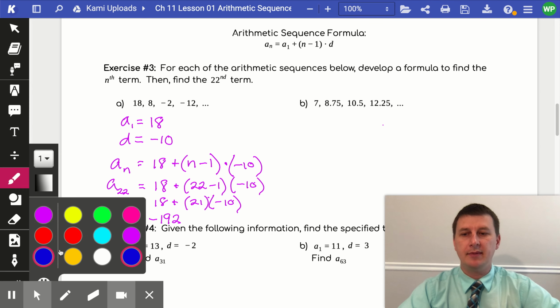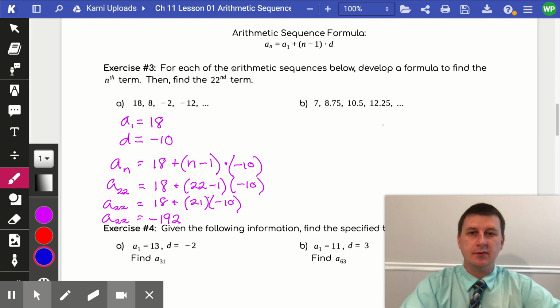So keeping that in mind, let's take a look at part B. And we know it's an arithmetic sequence because it says for each of the arithmetic sequences below, so we need to find our first term, just like we did over here. So our first term is the first term listed in our sequence, that's 7. And now our common difference is what we're adding or subtracting to the sequence over and over. So in this case, we're adding, it looks like 1.75 here. Let's see if it's the same throughout, just in case. Yes, that's 1.75, and that is 1.75 as well. So our common difference is 1.75, or 1 3/4, if you will.